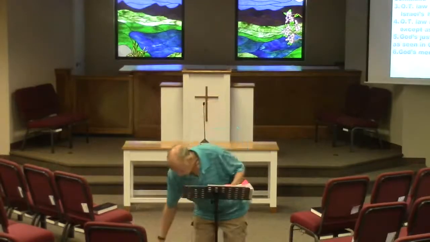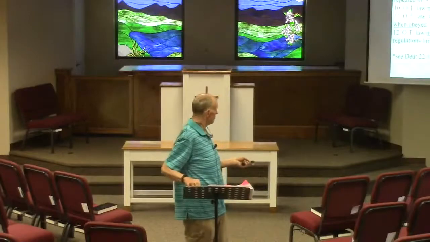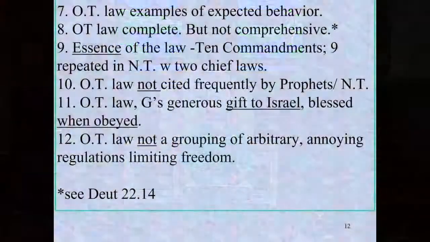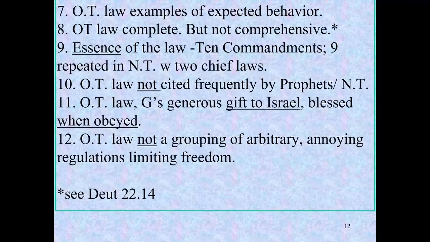Old Testament law examples of expected behavior, yes. The law was complete, not comprehensive. I mean, we find passages, Deuteronomy 22 comes to my mind, but the passages don't answer everything, they give us a principle.